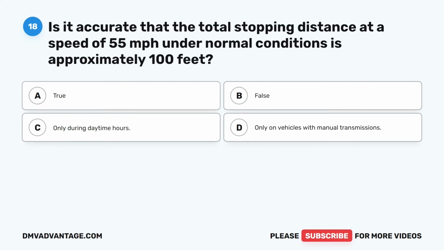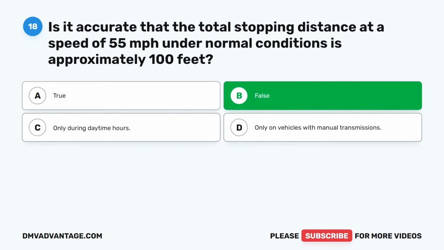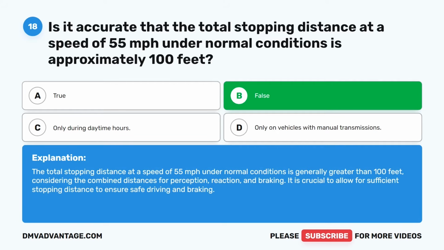Question 18. Is it accurate that the total stopping distance at a speed of 55 miles per hour under normal conditions is approximately 100 feet? A. True. B. False. C. Only during daytime hours. D. Only on vehicles with manual transmissions. The correct answer is B. False. The total stopping distance at a speed of 55 miles per hour under normal conditions is generally greater than 100 feet, considering the combined distances for perception, reaction, and braking. It is crucial to allow for sufficient stopping distance to ensure safe driving and braking.